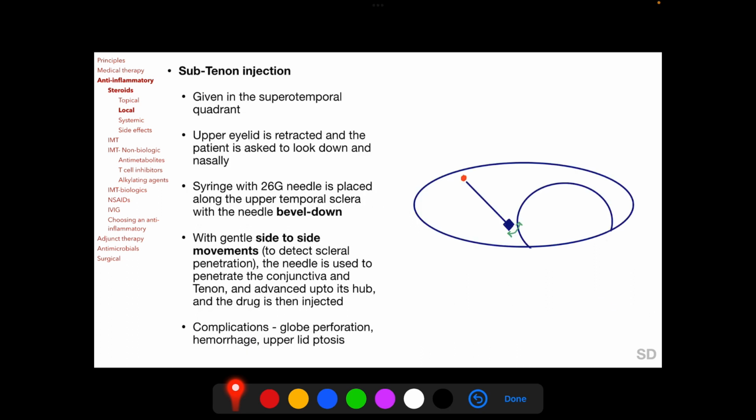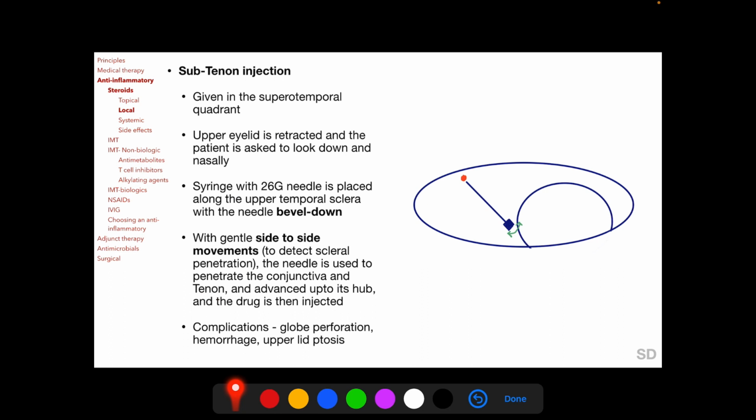A sub-Tenon injection is given in the superotemporal quadrant. The upper eyelid is retracted and the patient is asked to look down and nasally. So this is the right eye and the patient is looking down and nasally, and the syringe containing the drug with a 26G needle is placed along the upper temporal sclera with the needle bevel down before starting to puncture the conjunctiva. With a gentle side-to-side movement, the needle is used to penetrate the conjunctiva and the Tenon and advanced up to its hub, and the drug is then injected.